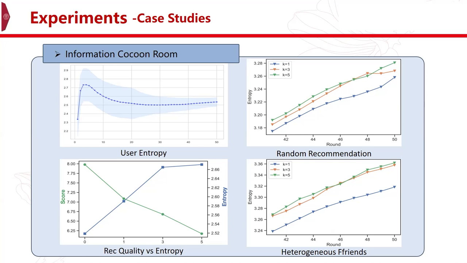Another strategy to alleviate this problem is to introduce more heterogeneous friends for each agent. That means if we add more connections to each agent, then the agent can receive more diverse information from their friends, then their behaviors on the web will be more diverse. At last, the recommended items can be more diverse. So the entropy, which measures the information cocoon problem, can be increased.